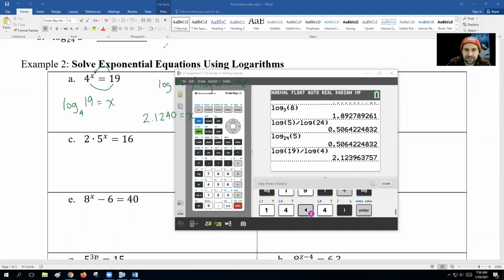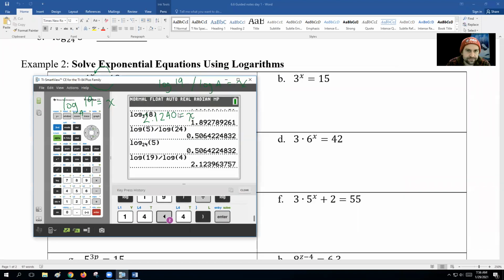All right, so why don't you guys pause the video, see if you guys can do problem 3 or problem B. All right, let's see if you got it right. So what we got to do is loop and swoop to see what this one would be. Here we go. Loop and swoop. So this one would be log base 3 of 15 would equal x.